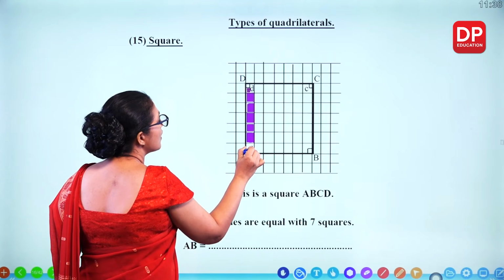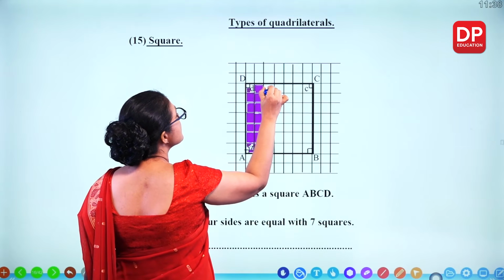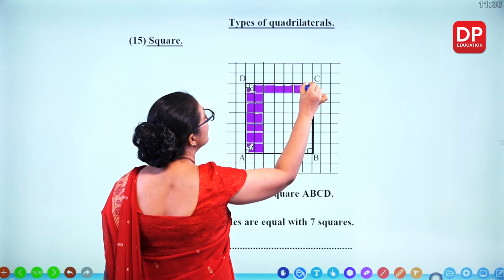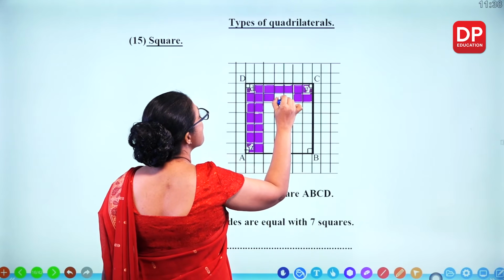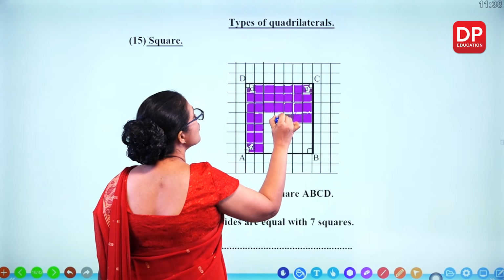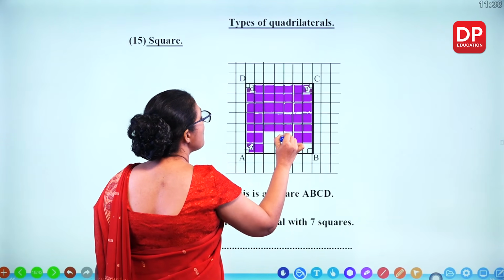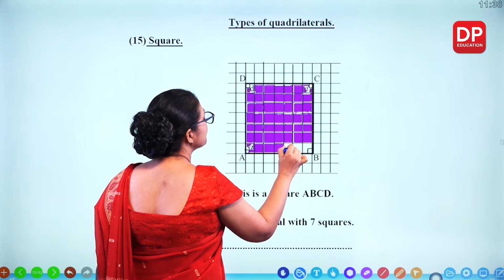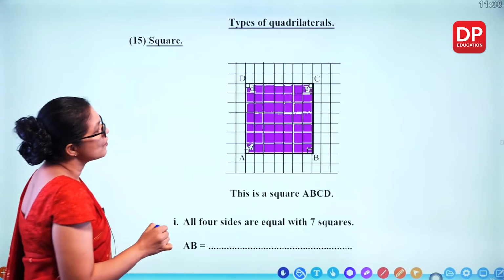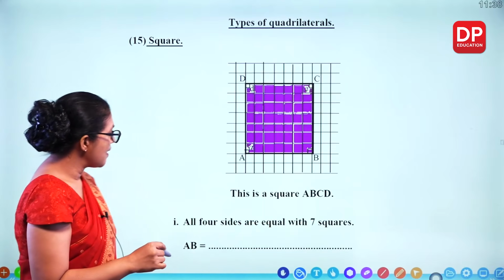When you color it, you can see 7, 7. Just to show you what a square means: all sides are equal. Something like this, 7, 7. All 4 sides are equal with 7 squares.